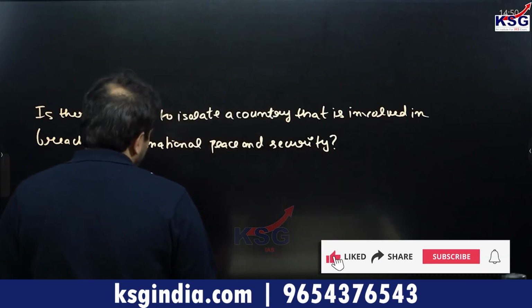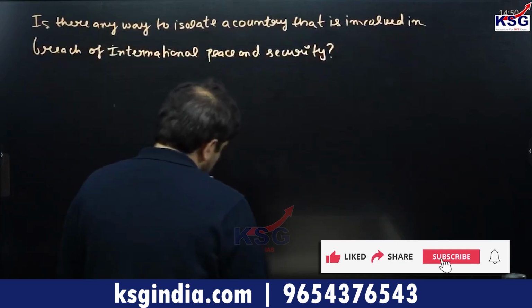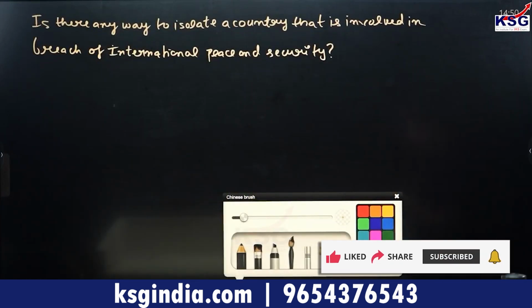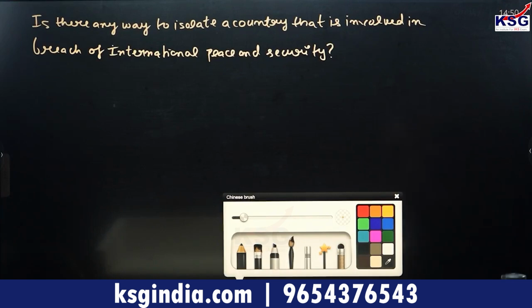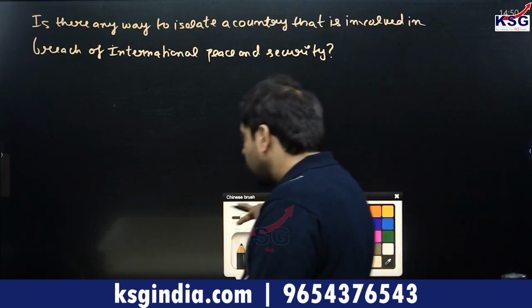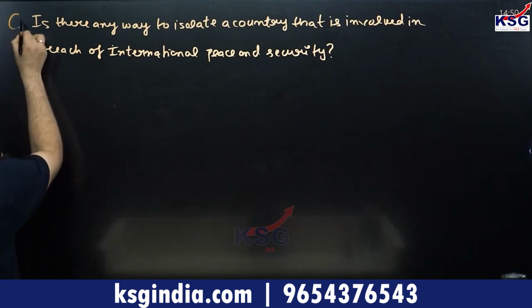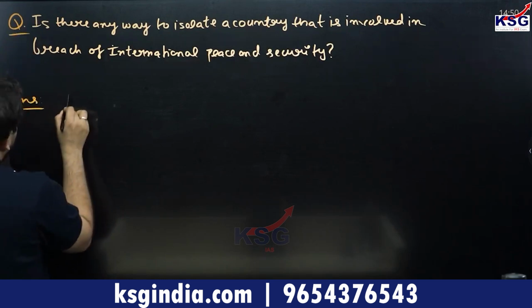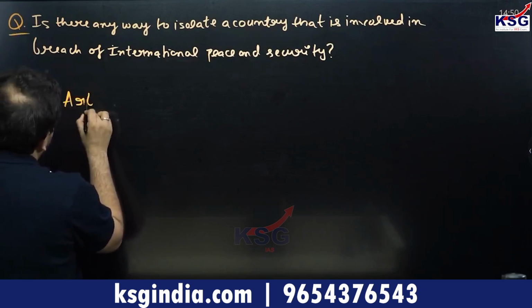That's the question that we want to ask with regard to sanctions. Is there any way by which a country can be isolated economically, which is responsible for the breach of international peace and security? And the answer to that is yes. If this is the question, the answer is yes. The answer is Article 41 of the UN Charter.